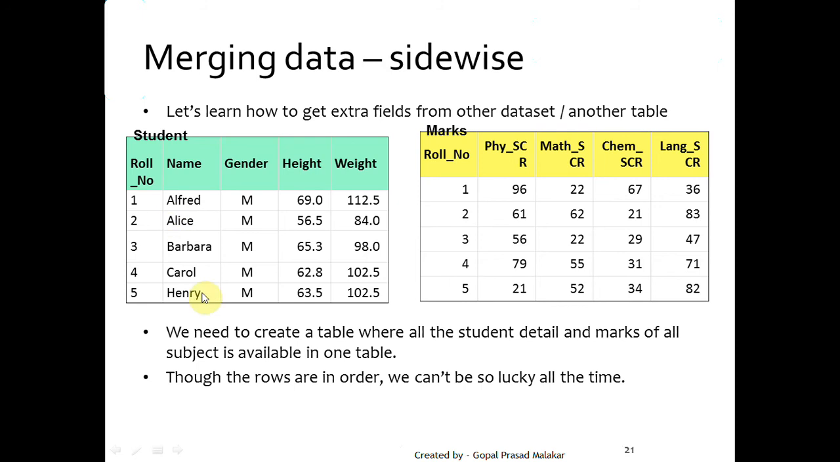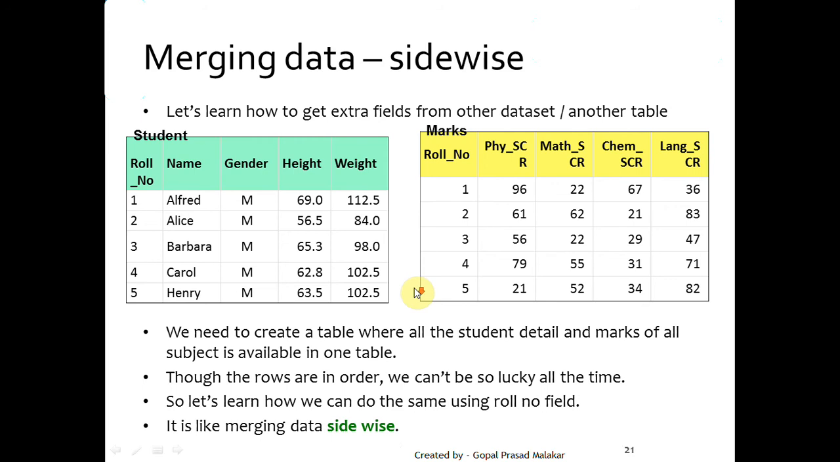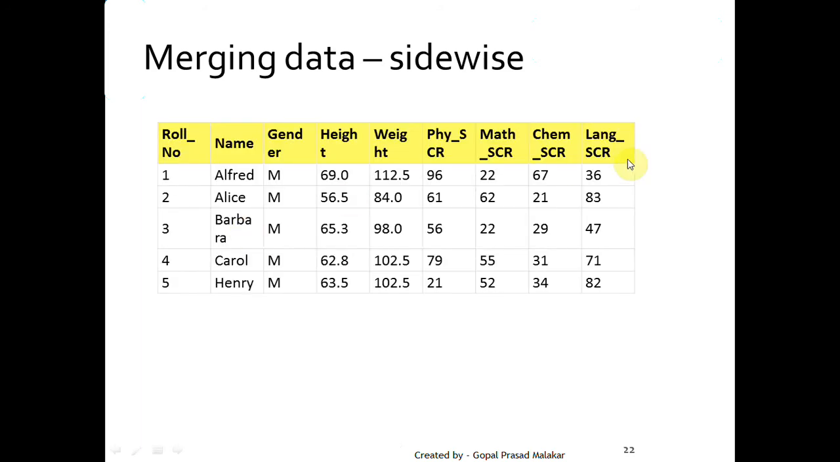Right now the data is in order, but we cannot be so lucky all the time. We also need to know how to sort it, so that you don't rely on whatever is there, and even if the data is either sorted or not sorted, it works all the time. We'll do it using the roll number, because we have to add them by roll number, and after merging the data should look like this, where everything has come together.